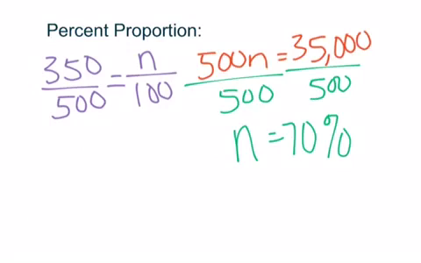Now, some of you are probably thinking, could I have simplified before I cross multiplied? Absolutely. You can simplify 100 and 350 first. You could do 350 and 500, whichever one you wanted to do. Alrighty, let's do some more examples.